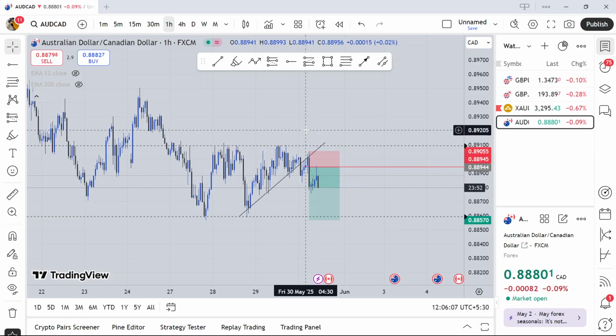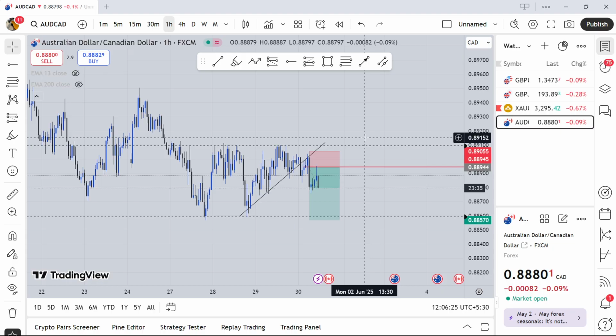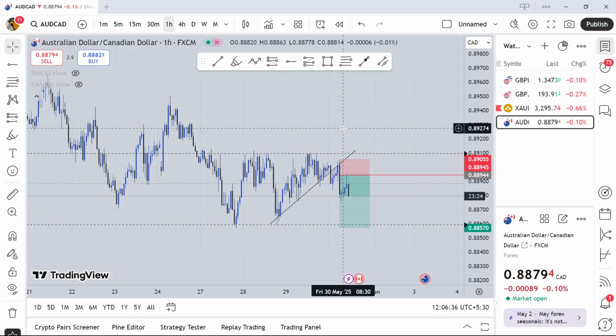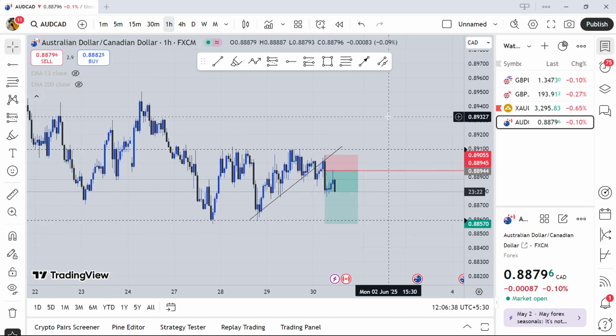The market is still pushing. That was the early Tokyo session. I just took advantage of this one, and it's going great so far. So let's see how this one plays out as well.